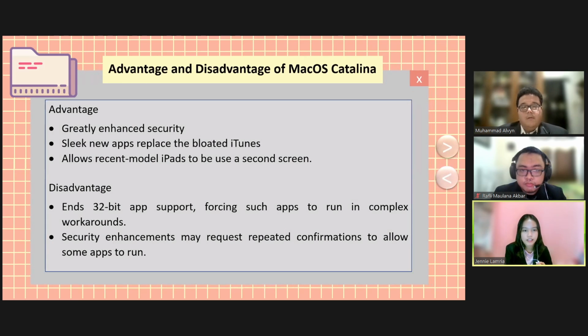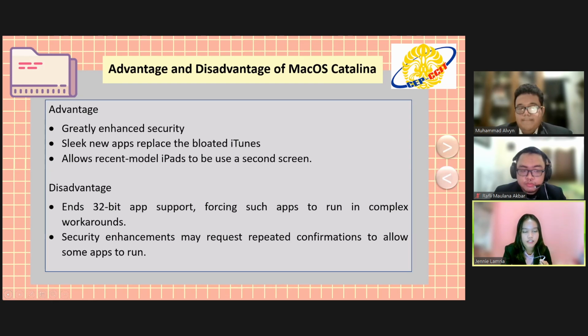Next, advantages and disadvantages of macOS Catalina. Advantages of macOS Catalina are: one, greatly enhanced security. Two, sleek new apps replace the bloated iTunes. Three, allows recent model iPads to be used as a second screen.